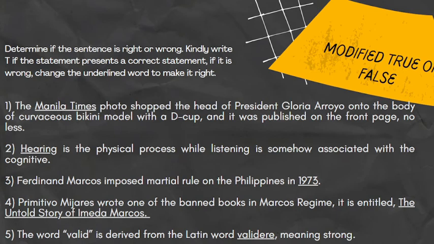Number three, Ferdinand Marcos imposed martial law on the Philippines in 1973. Number four, Primitivo Mijares wrote one of the banned books in Marcos' regime. It is entitled The Untold Story of Imelda Marcos. Number five, the word valid is derived from the Latin word validare, meaning strong. To check if your answer is right or wrong, kindly get back to the listening text.